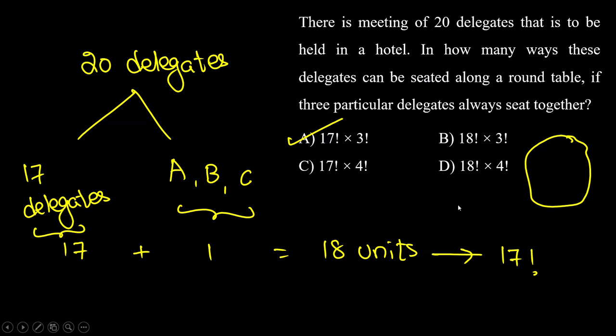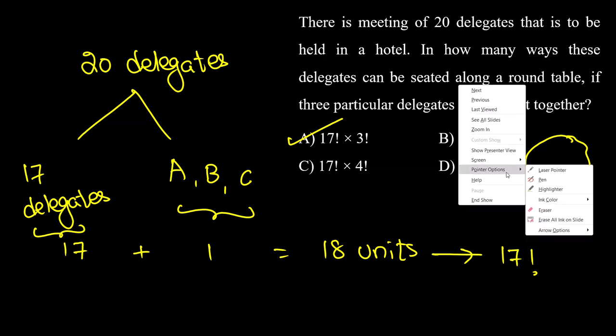One good learning point here, many people will make this mistake. Internal arrangements don't apply again and again. Only one time you have to divide by R or divide by N. Don't do it again and again. Internally, those 3 people can be arranged in 3 factorial. Don't again write it for 2 factorial. Already one time you did that, already n minus 1 you applied. For 18 units, you took only 17 factorial, that round effect is completed. Now those 3 people can be arranged in 3 factorial ways.